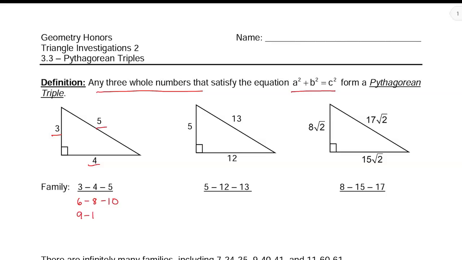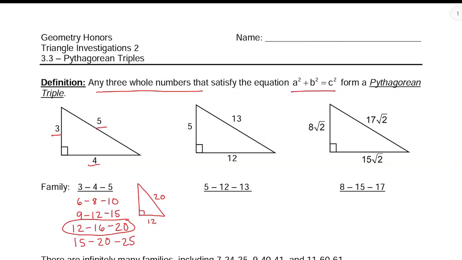You'll get 9, 12, 15. Or multiply by 4. You'll get 12, 16, 20. And I'll multiply by 5: 15, 20, 25. So if you see two of these sides on a triangle, you can conclude what the third side would be. For example, if you are given a triangle and the longest side is 20 and one of the shorter sides is 12, well, that is in the 3, 4, 5 family.